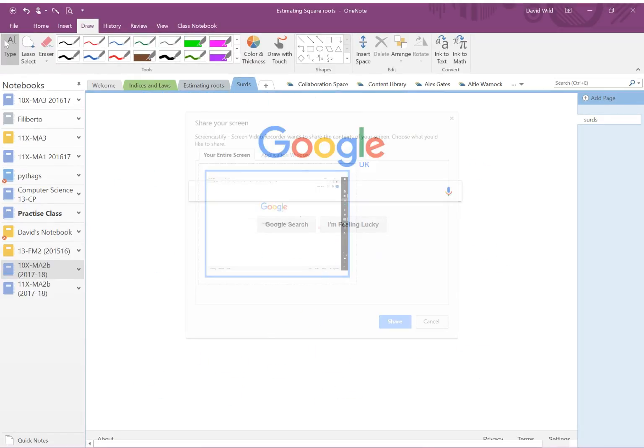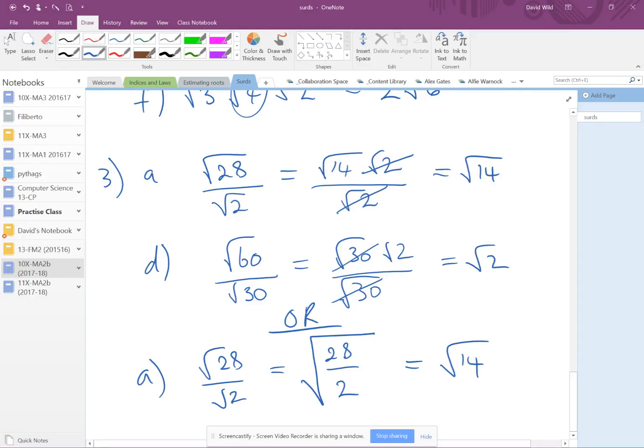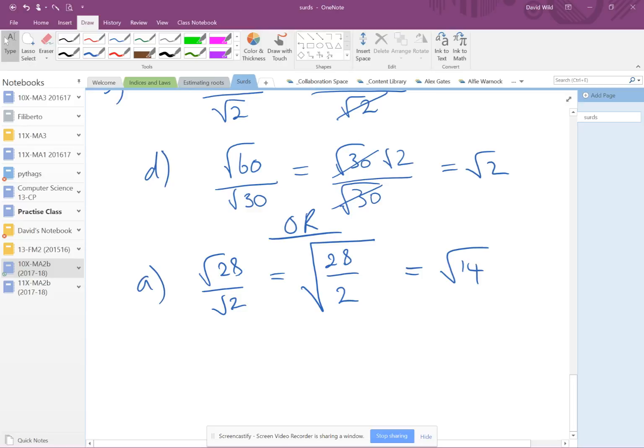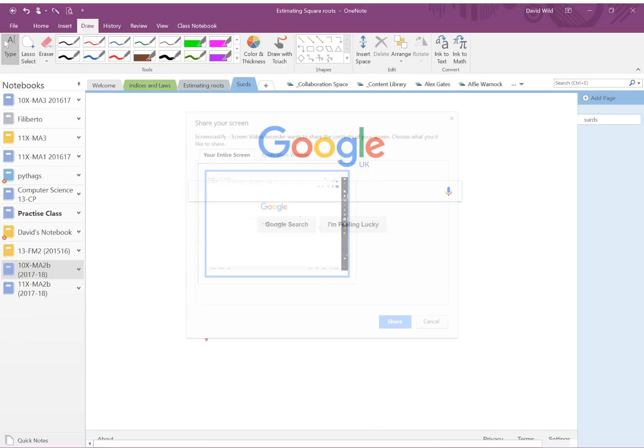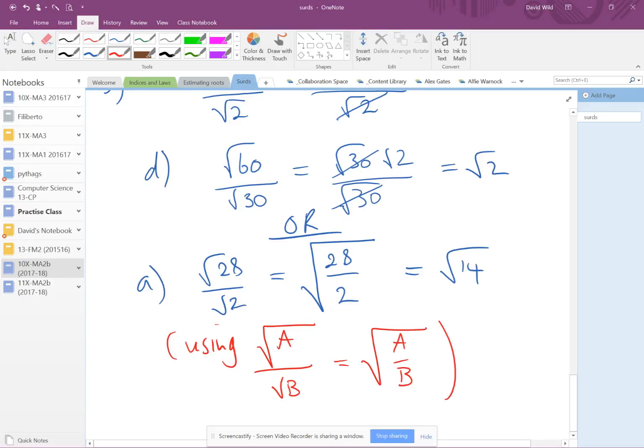Does that work with everyone? It will work as long as you... So here, what we're doing is we're using this rule. We're using that rule. Okay, thank you guys.